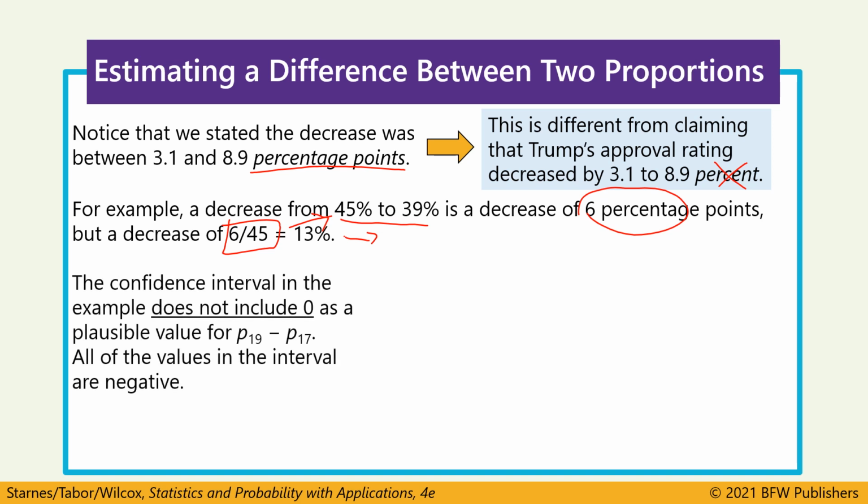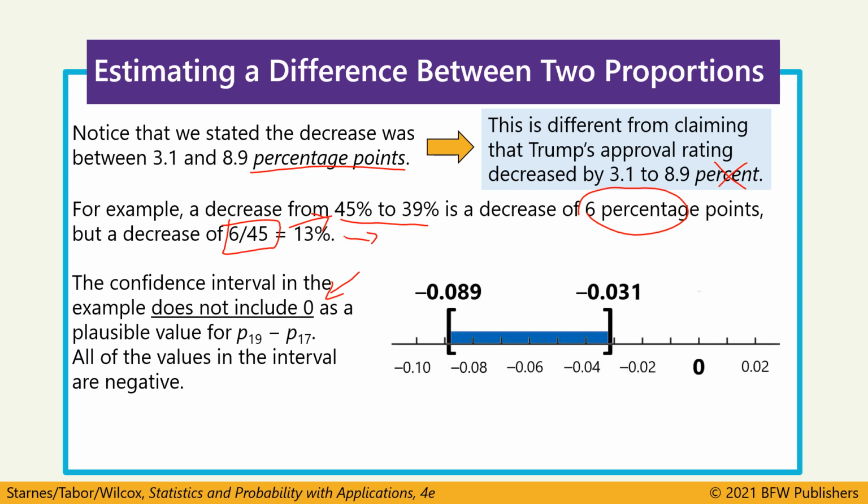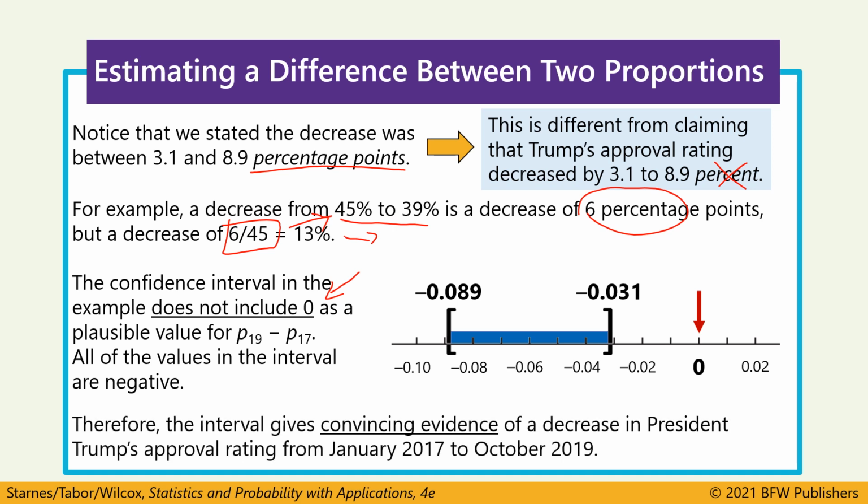Also, when we look at this interval, we note that it does not include 0. It went from negative 0.031 to negative 0.089, and 0 is outside of that interval. 0 would indicate that these two proportions are the same. All right, and since 0 is outside that interval, we have convincing evidence that there has been a decrease in President Trump's approval rating over that period of time.